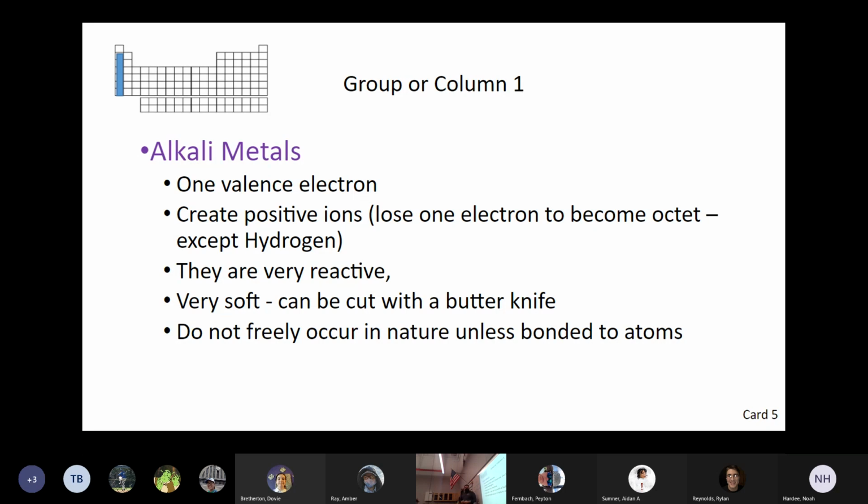They do not freely occur in nature because they're going to react. So you're not going to find these elements just sitting in the ground ready for you to pick up and play with. That would be a really bad day for us as chemists if they were just laying around. Most of them are going to literally blow up just when the air touches them. That's how reactive they are.